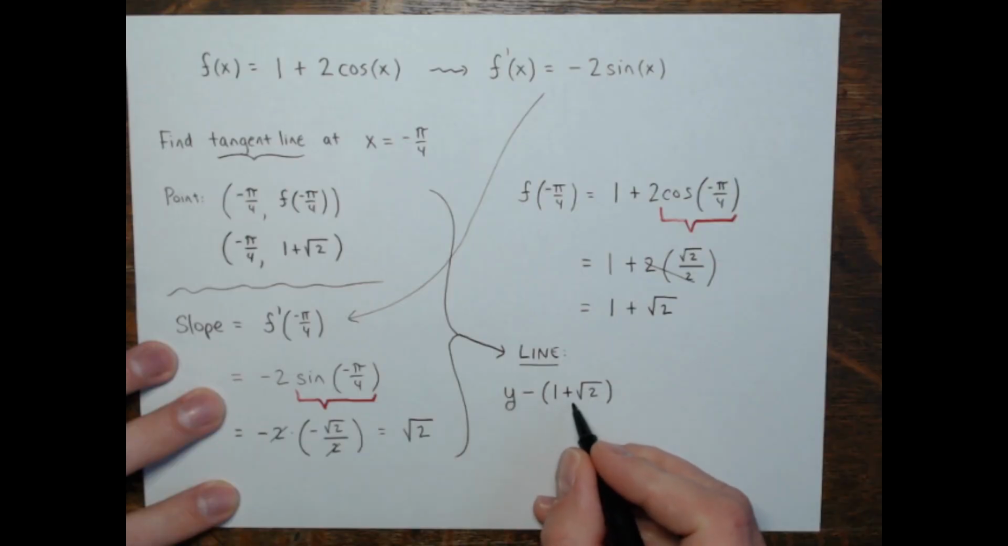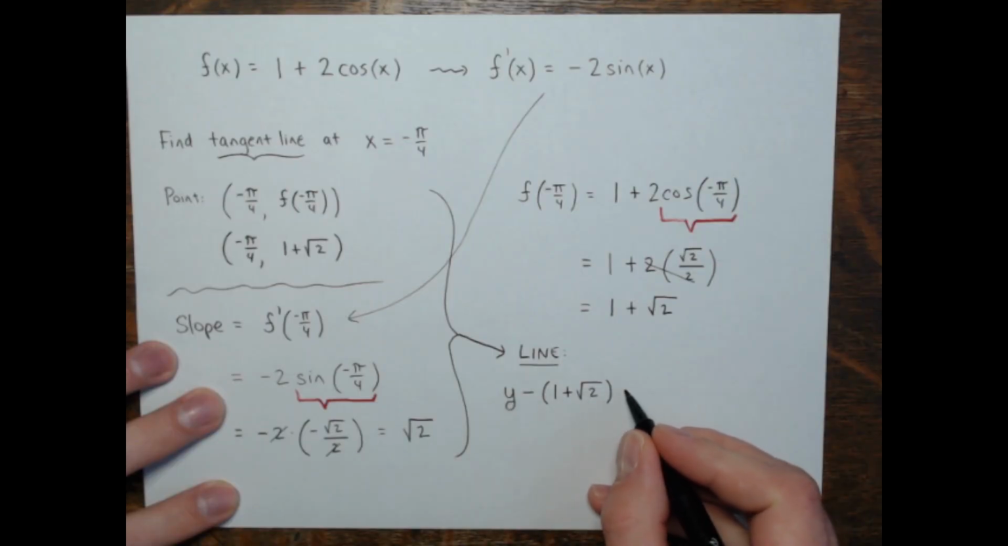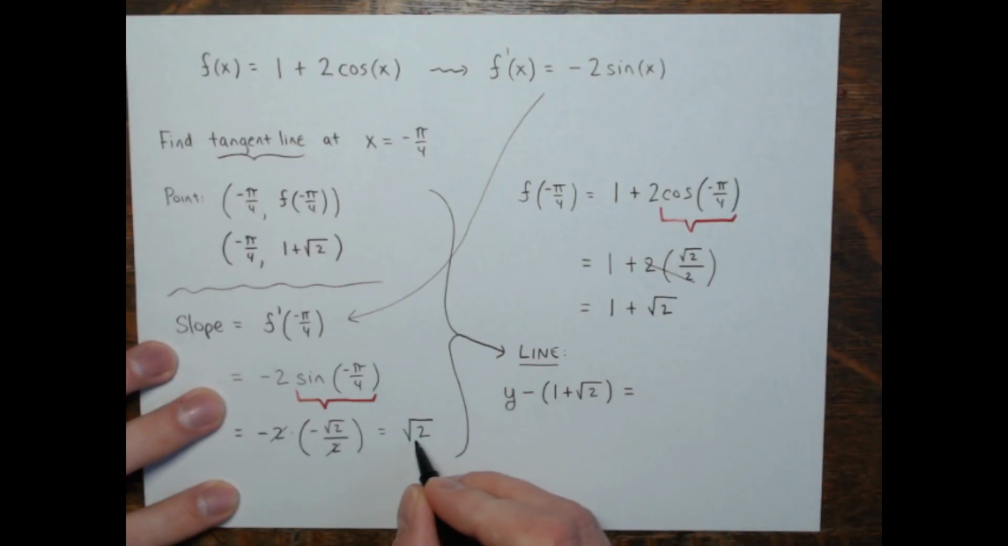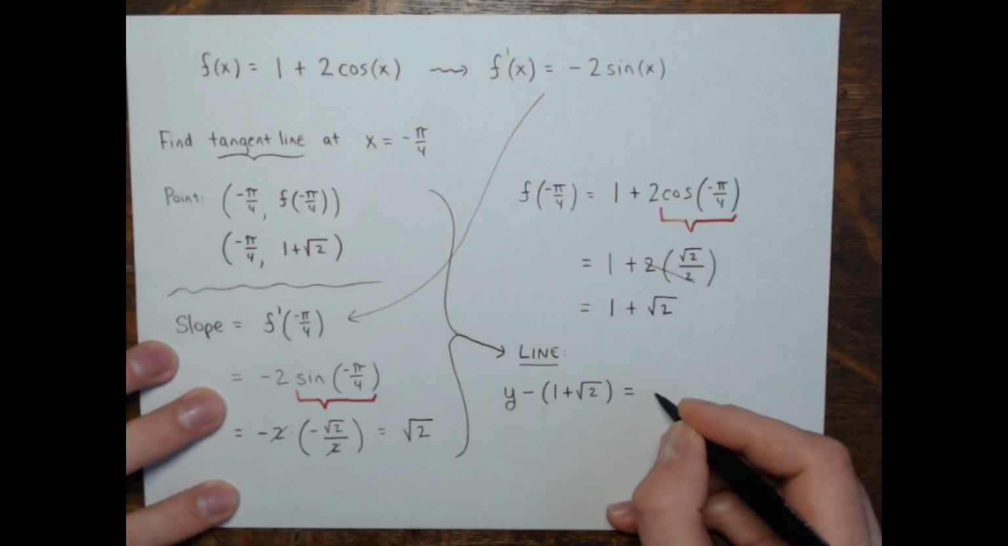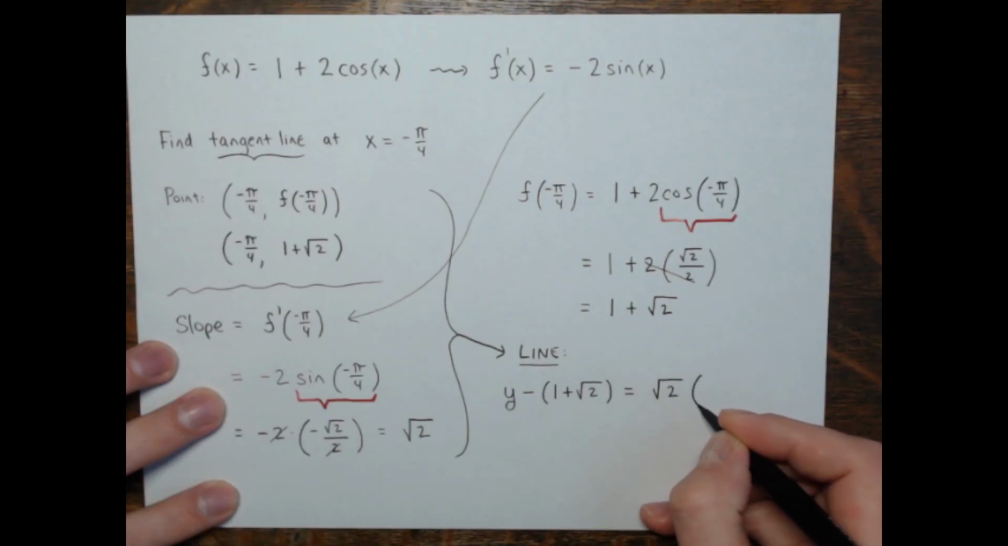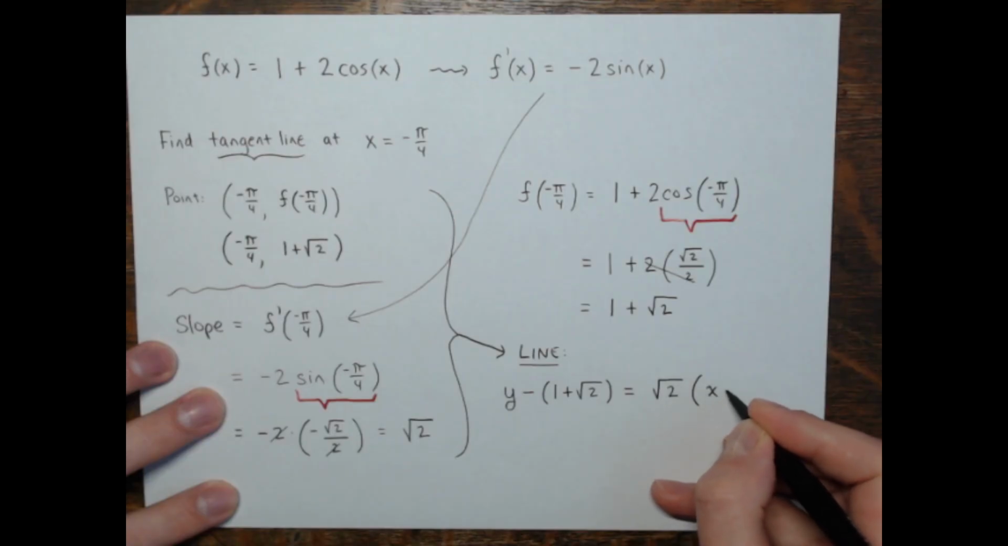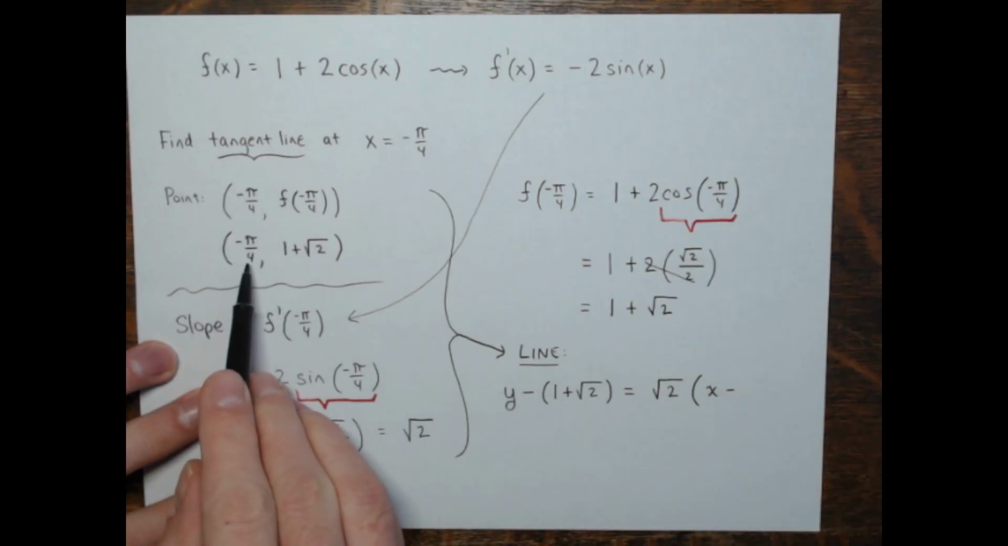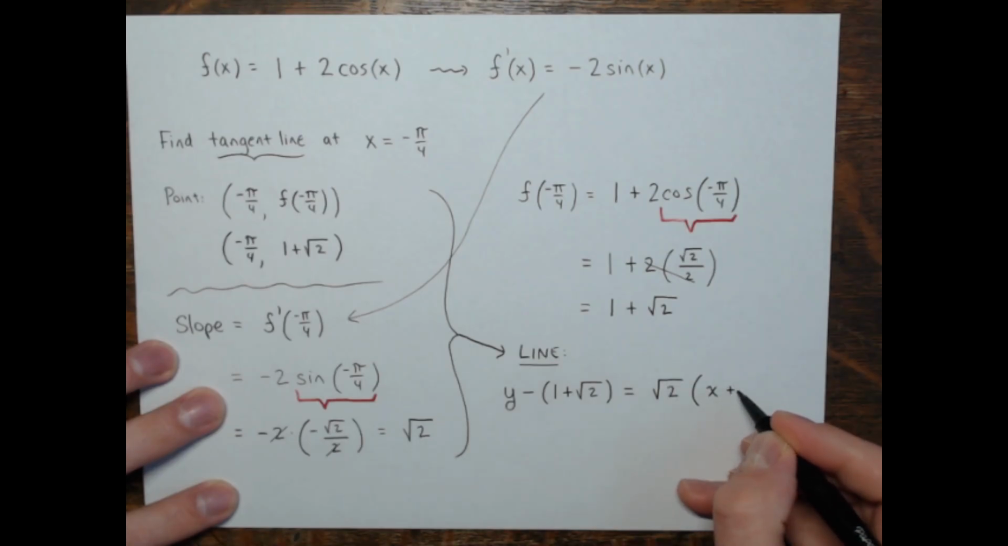So y minus the y coordinate of my point equals the slope, which is the square root of 2 again, times the quantity, and then x minus the x coordinate of my point. But if I do x minus negative pi over 4, that's x plus pi over 4, right, minus a negative.